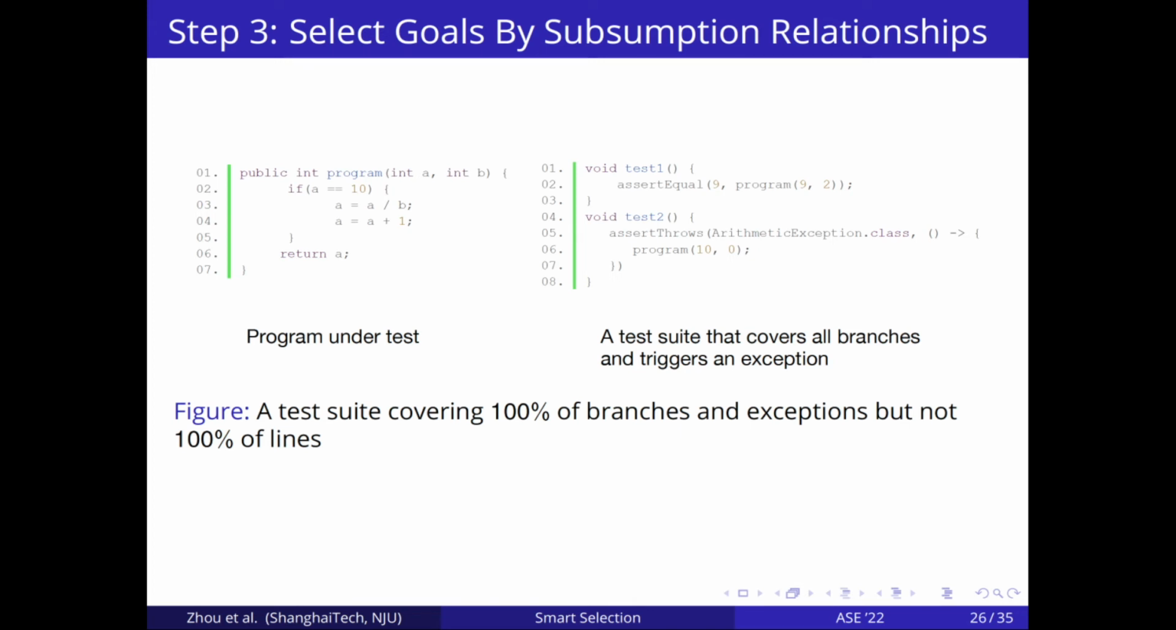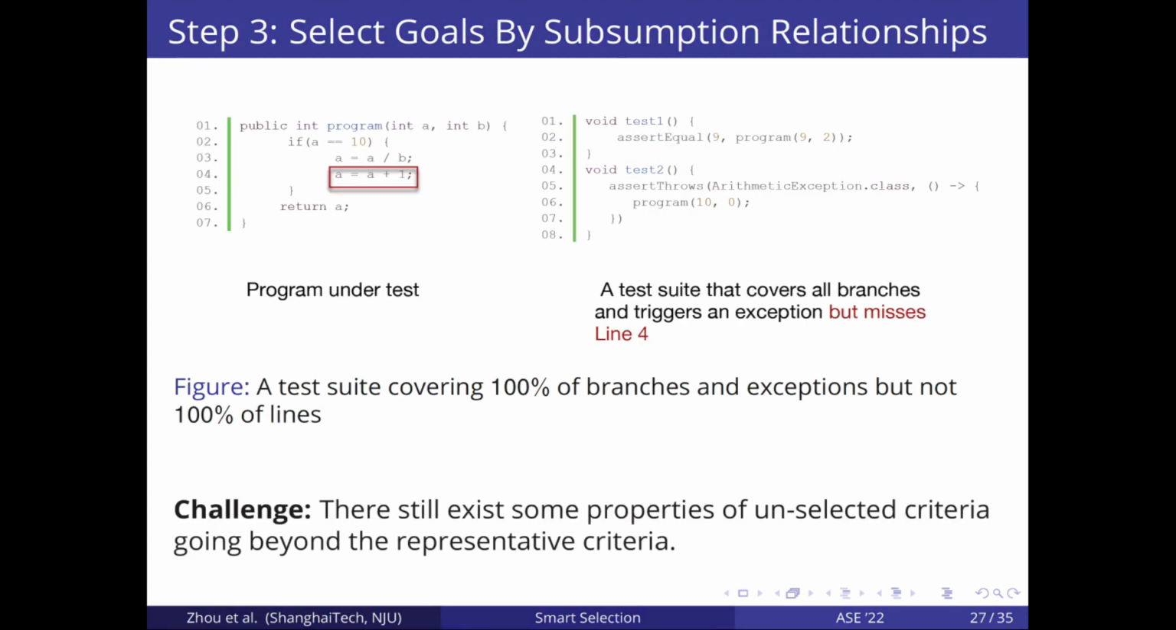The test suite calls all branches of the predicate and checks an exception in line 3, so it covers 100% of branches and exceptions. But this test suite does not cover all lines since it misses line 4. The reason is that the test suite covers the child branch but throws an exception in line 3. The genetic algorithms could ignore line 4 since we only use the representative criteria that do not include line coverage.